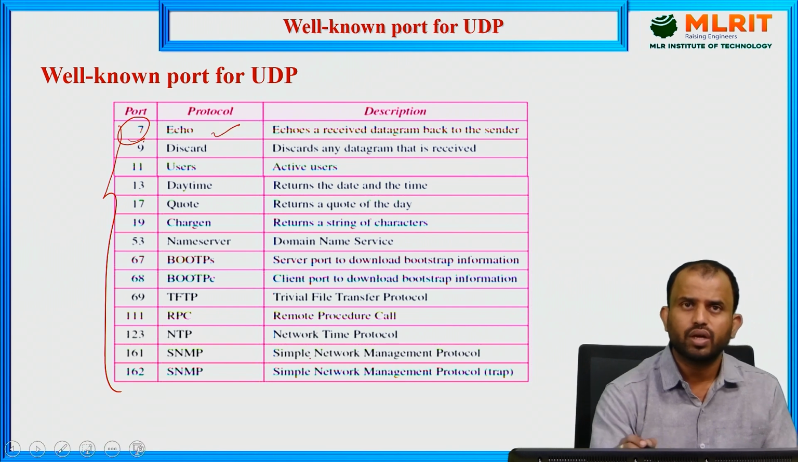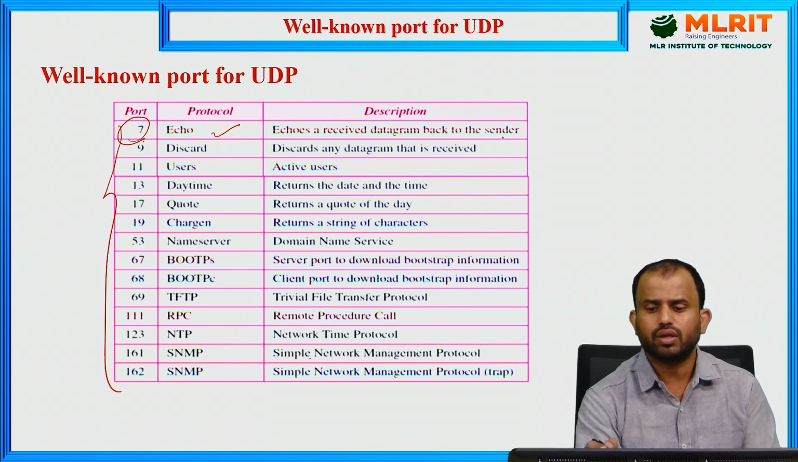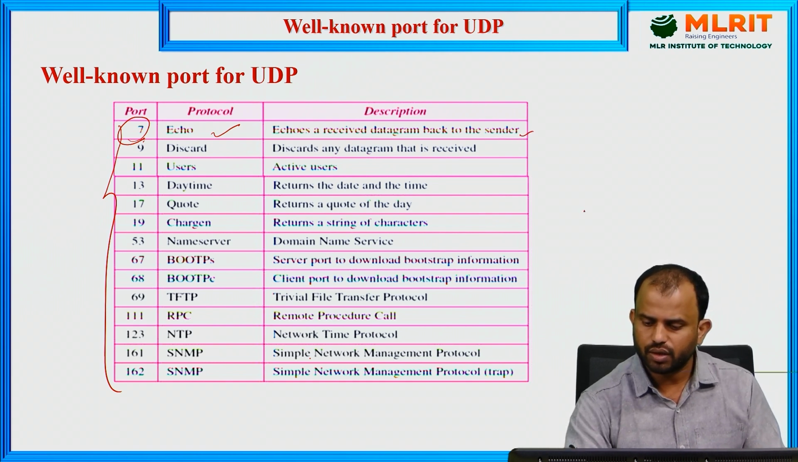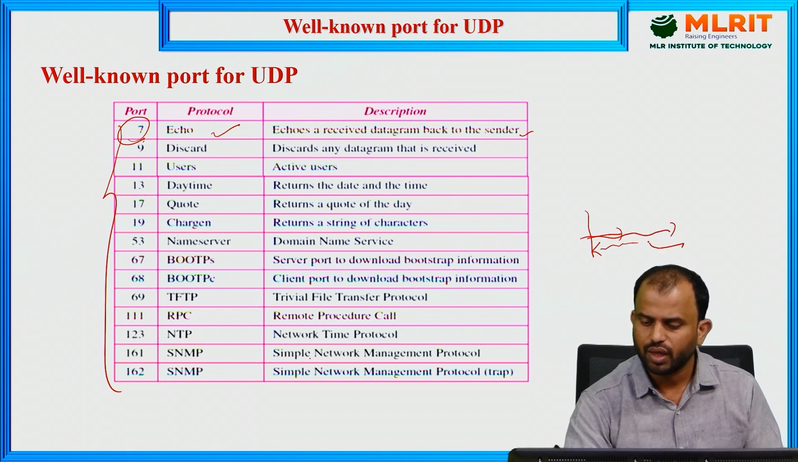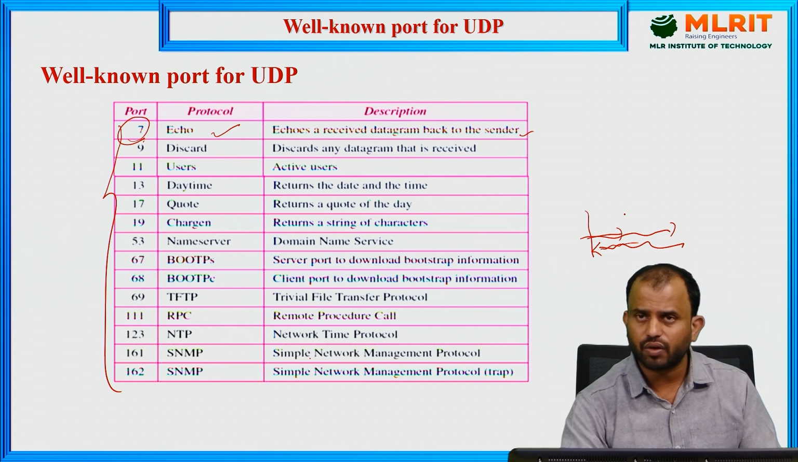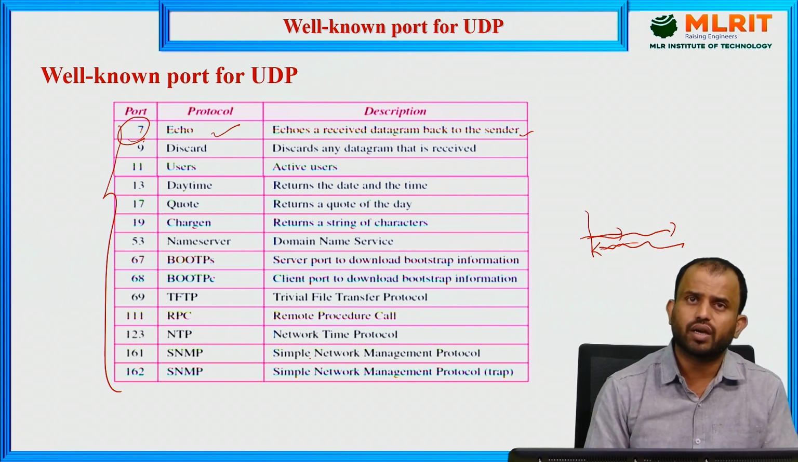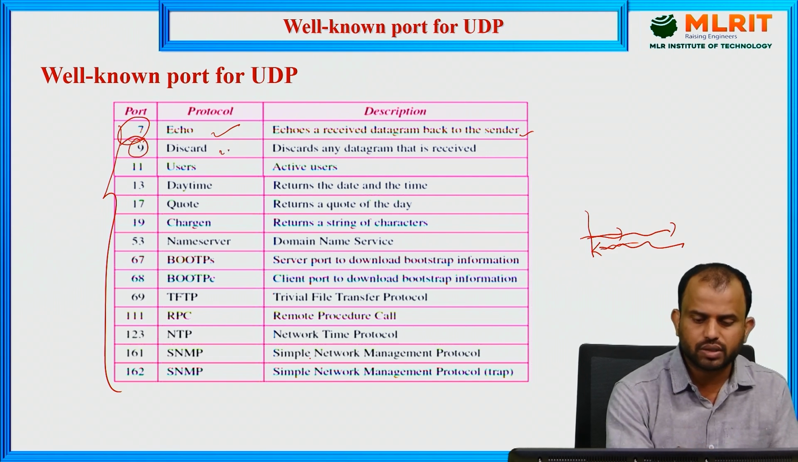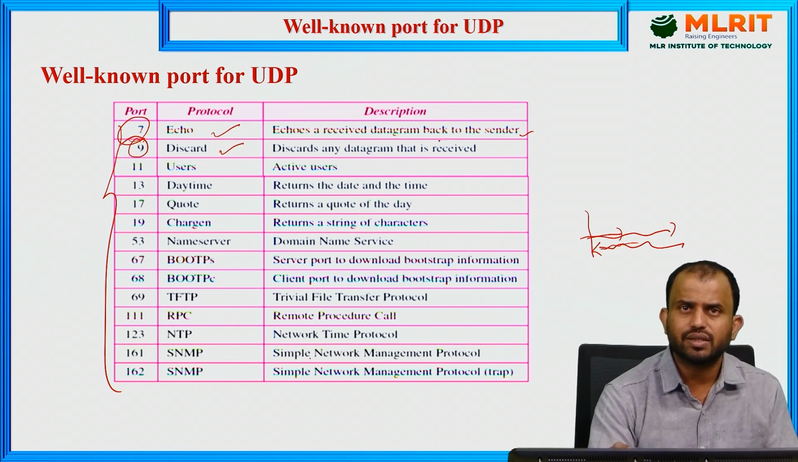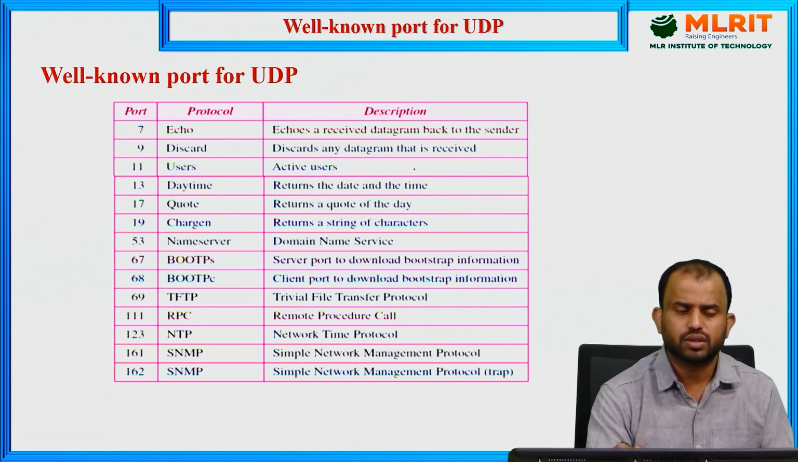What is echo? Echo means the received datagram is sent back to the sender. For example, here we can send the information, and we get the echo back. The information transmitted is received back from the receiver, the datagram back to the sender. And when you go for port number 9, we call it discard, which means discard any datagram that is received.